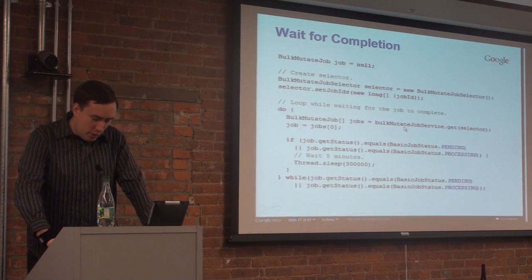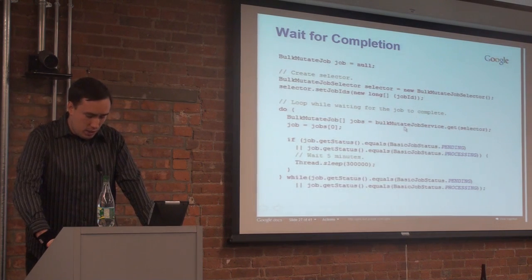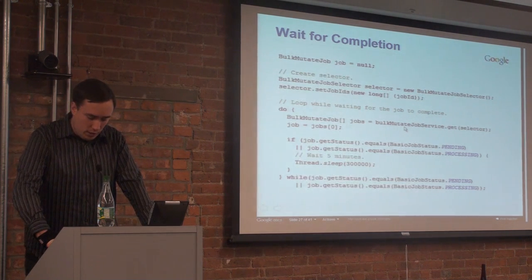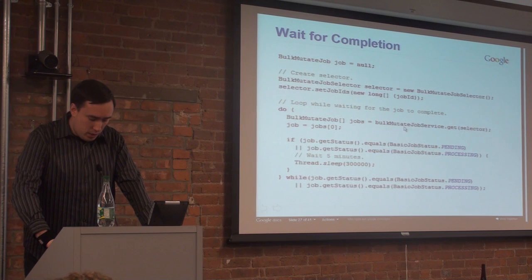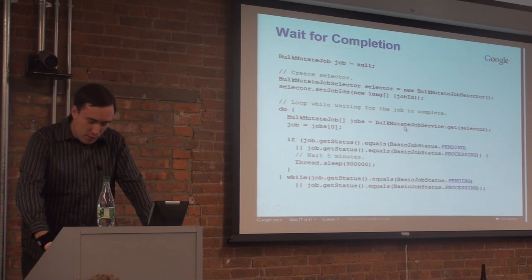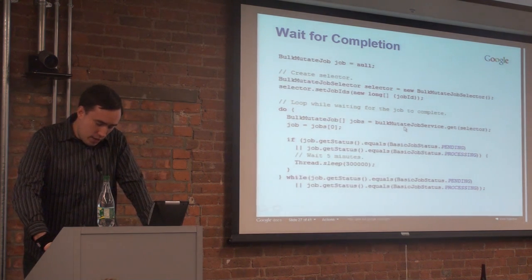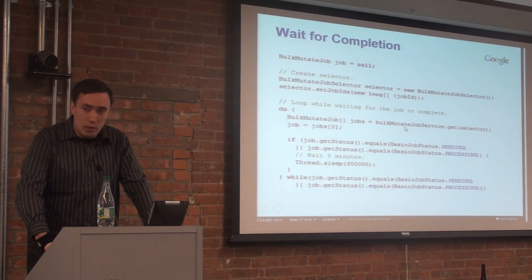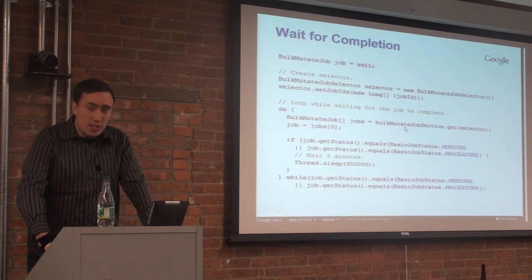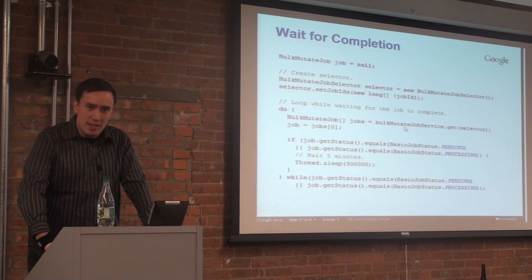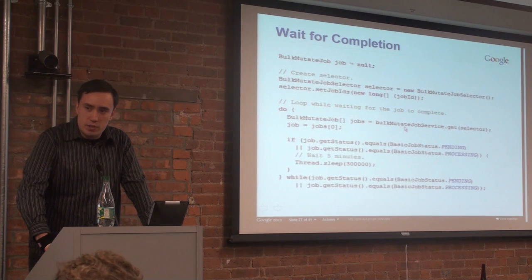So here's an example of how you would ping for the job status. You use the bulk mutate job selector, passing in the ID of your job, and then just do a loop calling the get method on that selector, and determine whether it's still pending or processing or if it's finished. As for bulk mutate jobs, they're meant to be large jobs, so it is going to take a while for these jobs to run. So we do recommend don't ping it every few milliseconds. Just space out those calls so that you don't waste units or put extra load on the servers.